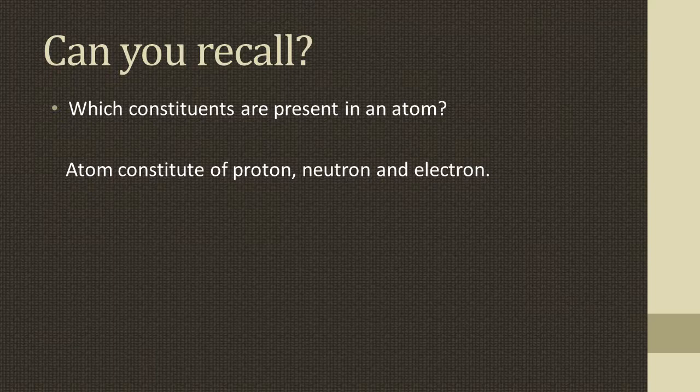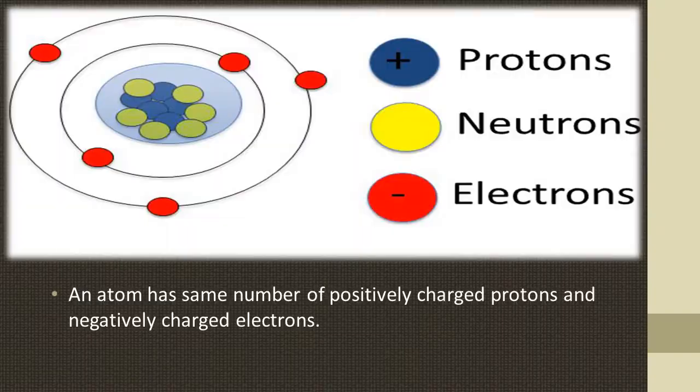Now let's see, can you recall first? Now students, which constituents are present in an atom? So an atom is constituted of proton, neutron and electron. So these are the three main constituents of the atom: proton, neutron and electron.